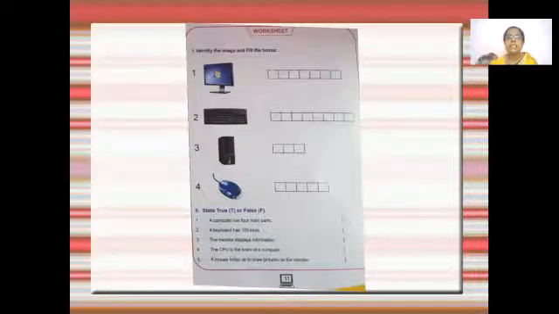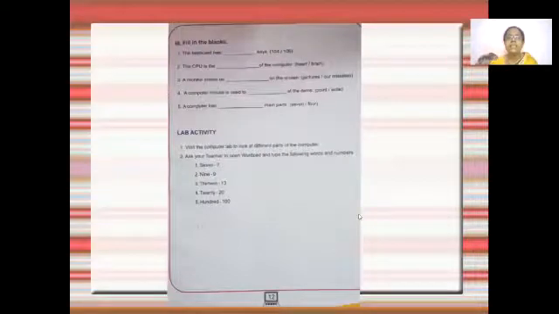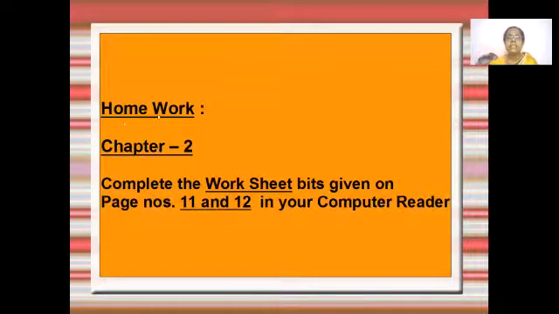So page number 11, page number 12. I think you just got 2 pages. So here I've given you homework. Homework chapter 2. Complete the worksheet bits given on page numbers 11 and 12 in your computer reader. Write in your reader only, children.